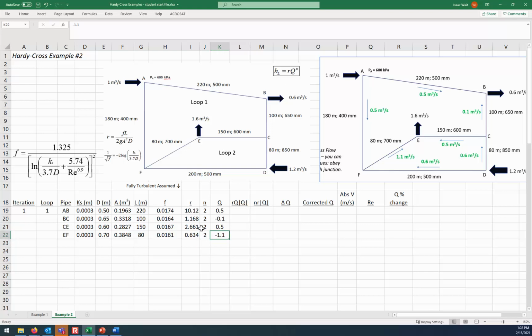All right. And then the last pipe in this loop is AF. The K sub S, the diameter 0.4 meters. It automatically calculated, that's kind of nice. The length 180. Oh, and it got the R value. Excel is getting smarter, it's gone fully AI on us. N is 2. And then the Q value is negative 0.5, so minus 0.5, because it is against what would be considered clockwise in the perspective of loop 1.